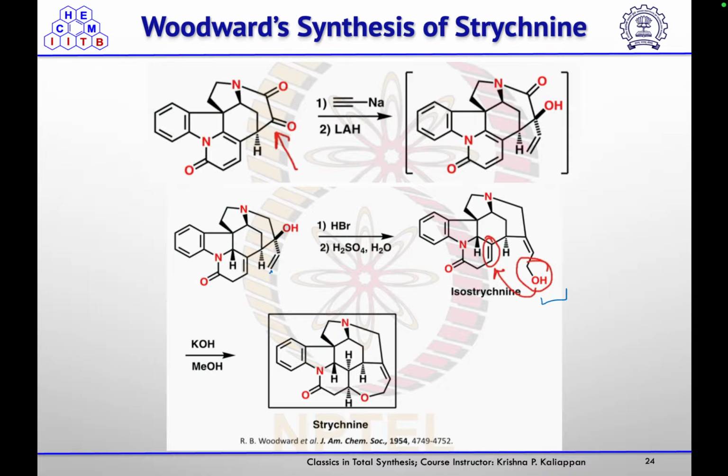That is isostrychnine, which was known to convert to the corresponding strychnine on treatment with KOH and methanol. So in that case, this double bond will migrate to the corresponding enone, and then that allylic alcohol will react in the 1,4 fashion to form the corresponding strychnine. So this is how Woodward completed the total synthesis of strychnine.